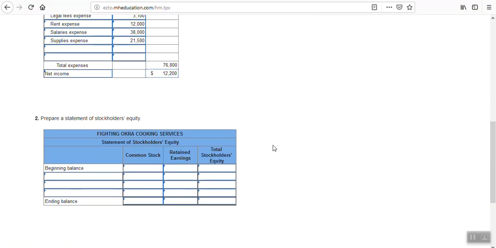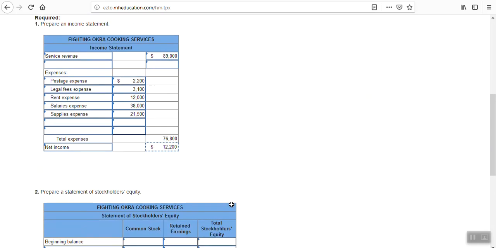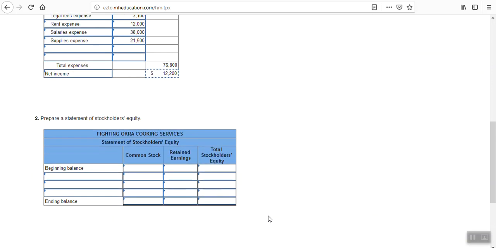So then it says prepare a statement of stockholders' equity. And I'm not going to do all of this, but you can kind of notice that a lot of this is going to come out of here. And remember how the financial statements link together. So your income statement you do first because you need the net income. And that net income carries over to your statement of stockholders' equity, which you do second. And then you're going to do your balance sheet third because you need your stockholders' equity balances to put on your balance sheet.